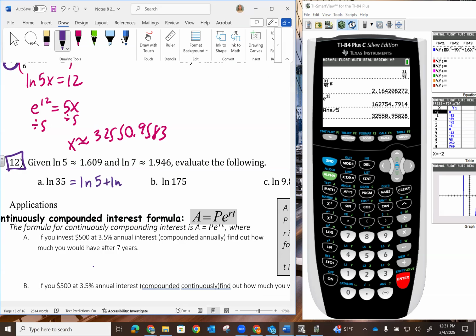You guys see that? Because if you want to add two logs together, you multiply their arguments. So the ln of 35 equals that. And so what you would do is 1.609 and add on 1.946. And the sum of those, you're like, I would like to use a calculator. I know, it's going to be 3.555.